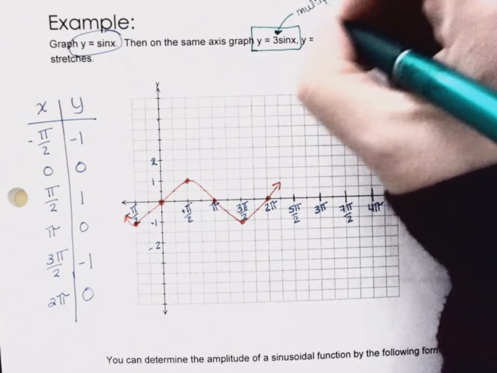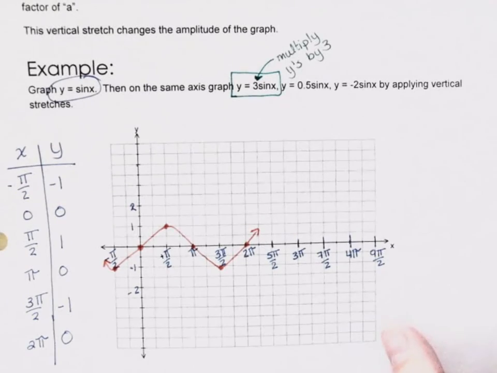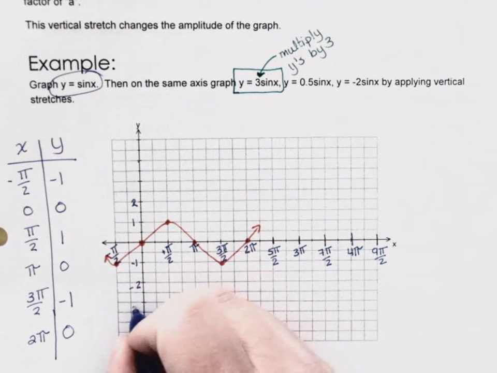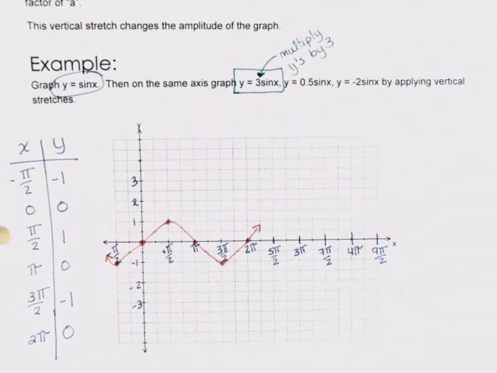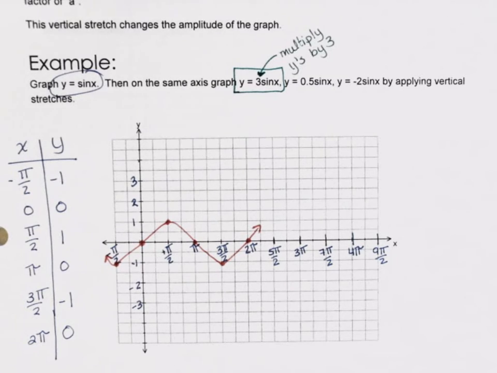So we're going to multiply y's by 3. Oh, sorry, you can't see that. All right, so this is why I went beyond 1. So what do you anticipate? We're going to have a taller, deeper graph, right? A higher max and a lower min. And what else is going to change on our graph? The amplitude. Okay, let's graph this.